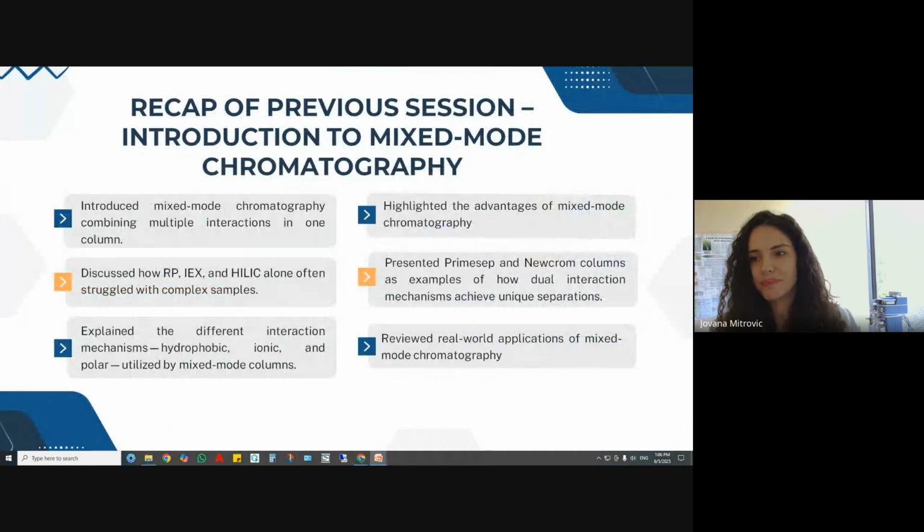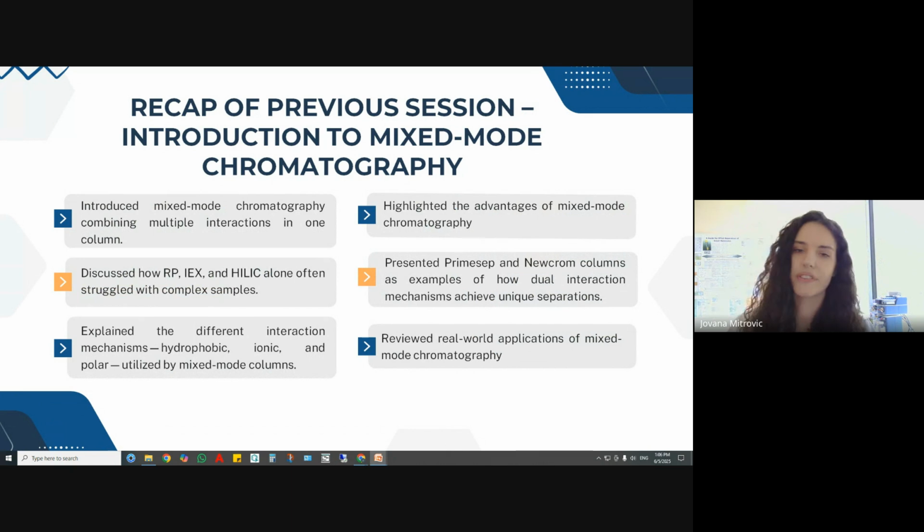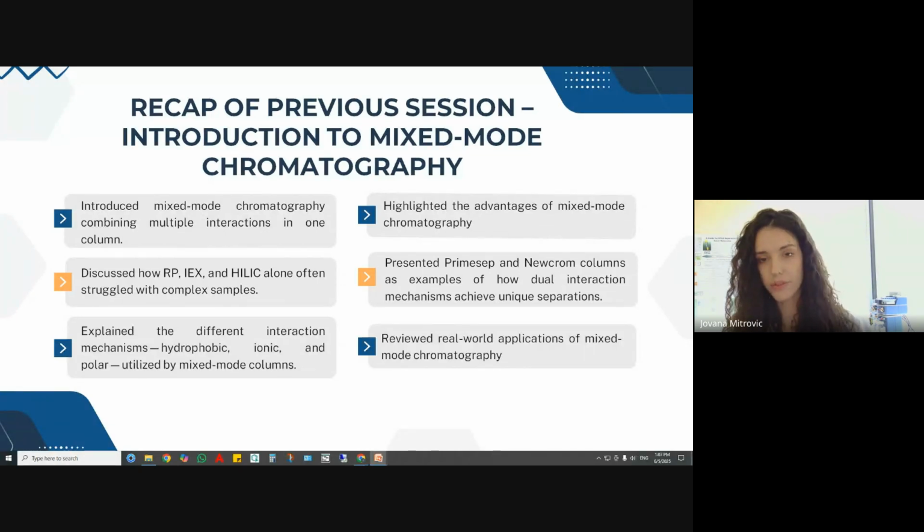So let's get started. Before we dive in, let's quickly recap what we covered in our previous session. We introduced mixed mode chromatography, which is a powerful technique that combines multiple interactions in a single column. We discussed how traditional single mode techniques like reverse phase, ion exchange, or HILIC sometimes struggle with complex samples. We highlighted how mixed mode columns exploit hydrophobic, ionic, and polar or pi-pi interactions to overcome these limitations. We also showcased our PrimeSep and Nucrom line of columns and discussed some real-world applications. So with that solid foundation, we are ready to move on to method development today.